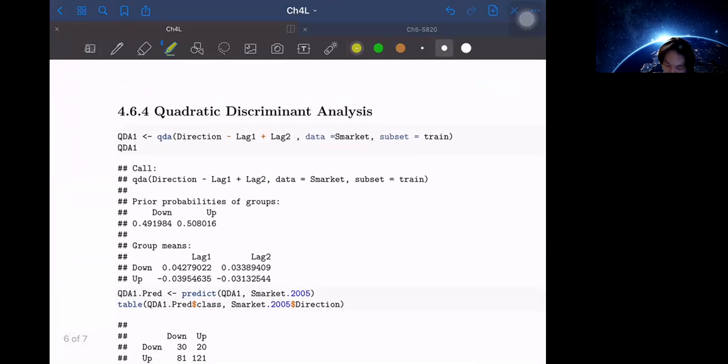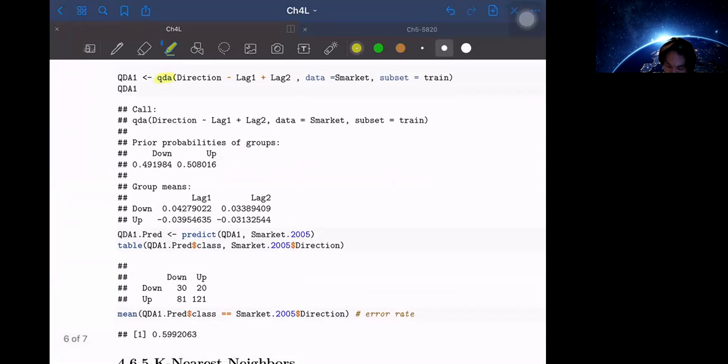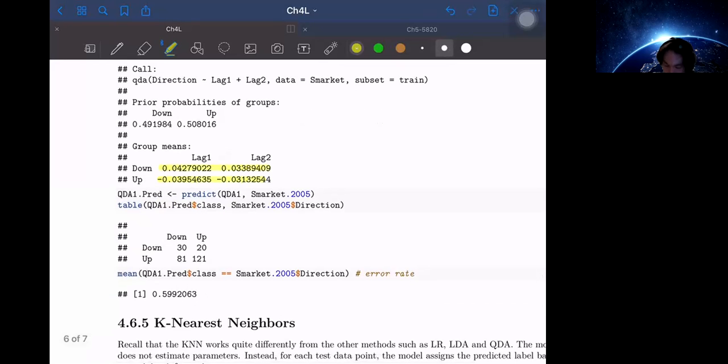The next one is the quadratic discriminant analysis. This is in the same package, the MASS package, and the format is exactly the same, but with the QDA function. The summary statistics are different, but almost the same. And I believe that we also have a function to extract the variance covariance matrix.